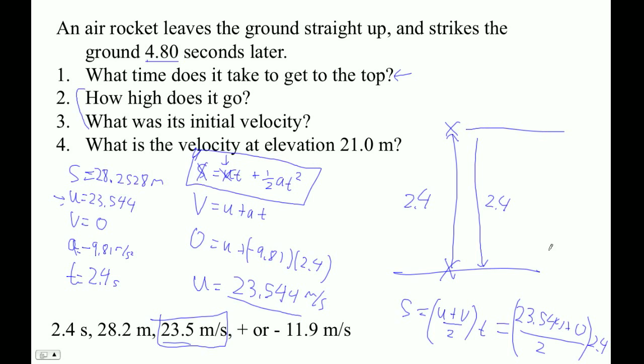So that's the height of this thing. It goes all the way up here. This distance here is 28.2528 meters. So that is our height, 28.2 meters, and 2.4 seconds to the top. And then the final question here is, what is the velocity at 21 meters elevation?